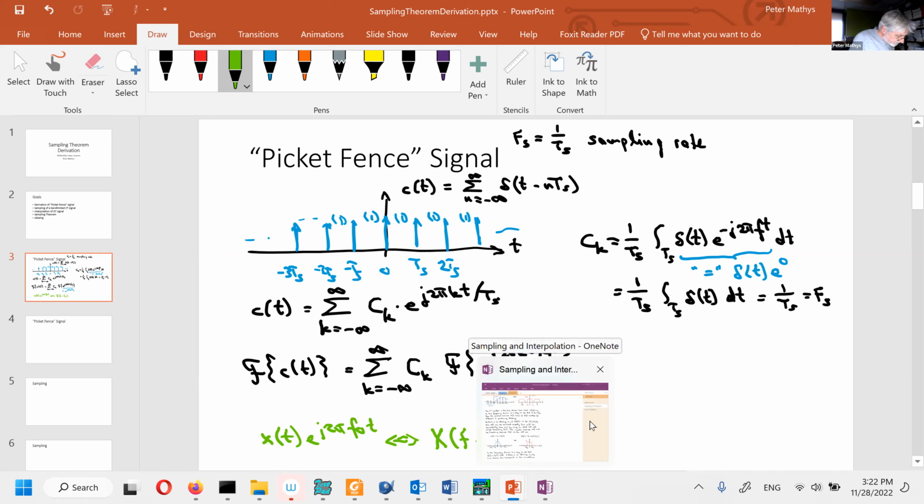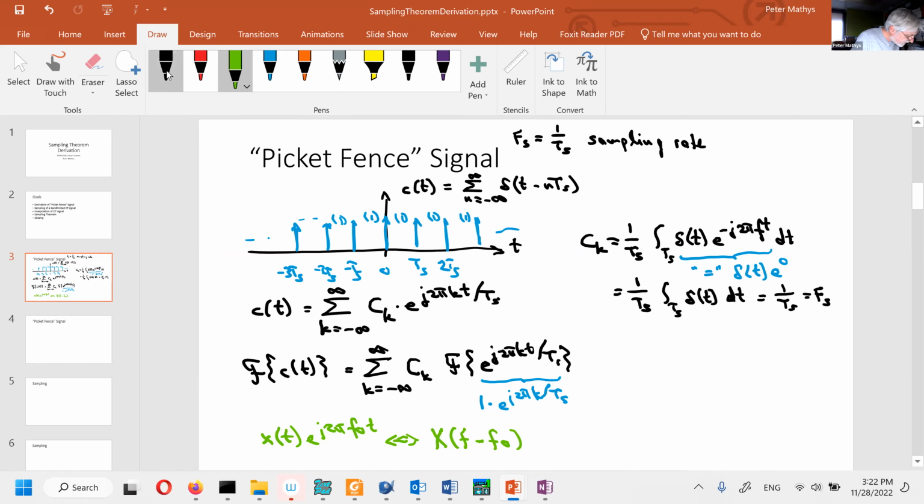We can say that in this particular case, the Fourier transform of that e to the j 2 pi kt is delta of f minus the frequency shifting that we have here. So we can write that this is equal to the sum over k of ck, and then times delta of f minus, and now we have to figure out what the frequency is. So we can see that we have a 2 pi t in here, and then we have k over Ts. So the k over Ts is what the frequency is. So it's minus k over Ts.